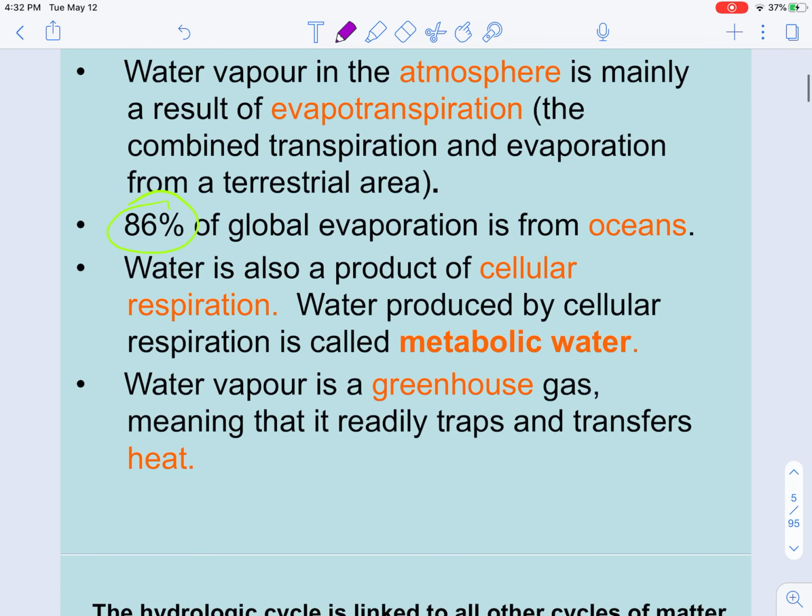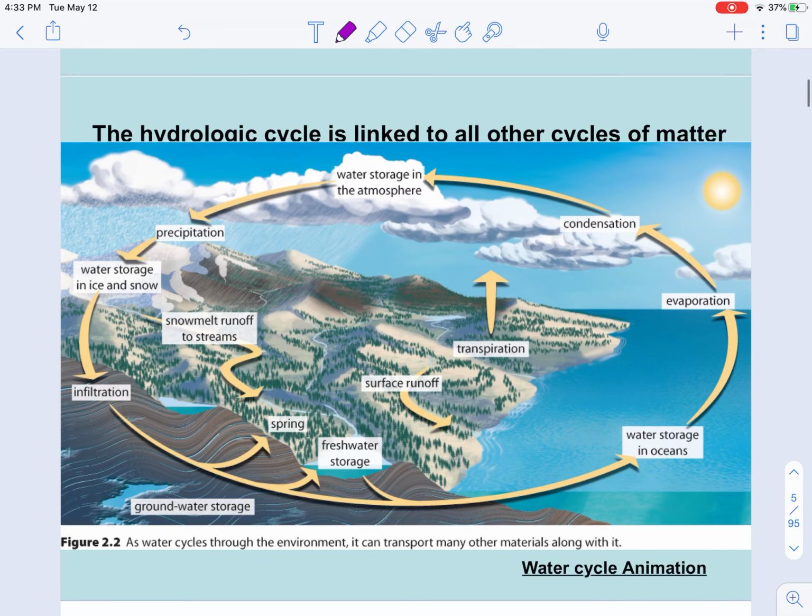If water is made in the body because you are doing cellular respiration, that's called metabolic water. And interestingly, water is one of our greenhouse gases.